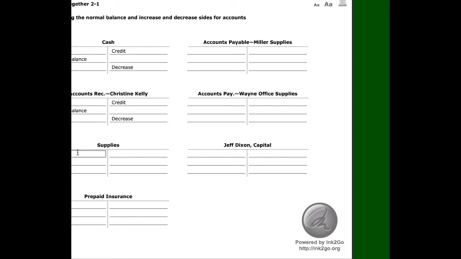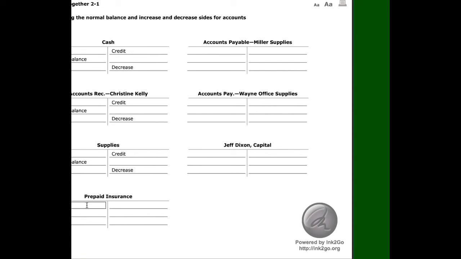Supplies. Supplies, again, is an asset account. So we'll follow the same steps as we have for the cash and the accounts receivable Christine Kelly. If any of this is confusing to you, you can refer back to page 30 in your text. It breaks down assets, liabilities, and owner's equity and how their T accounts belong. Continuing on with our supplies, we do our debit and our credit, our normal balance, and our increasing side, and our decrease.